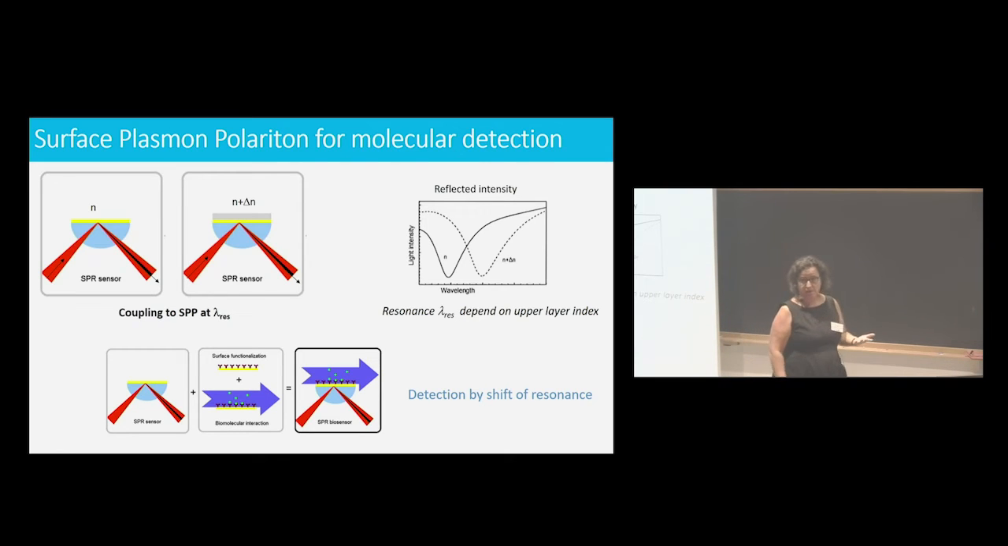In fact, when you change the index here, you change the crossing between the propagating light and the plasmons, and you change the wavelength of excitation. So that means that when you change the index here by a little factor, you have a shift of the resonance. And this can be detected. So you can use it for making a biosensor. So in that case, what you do is you have this configuration.